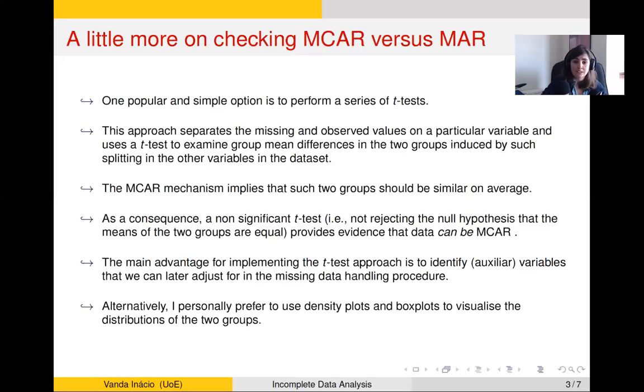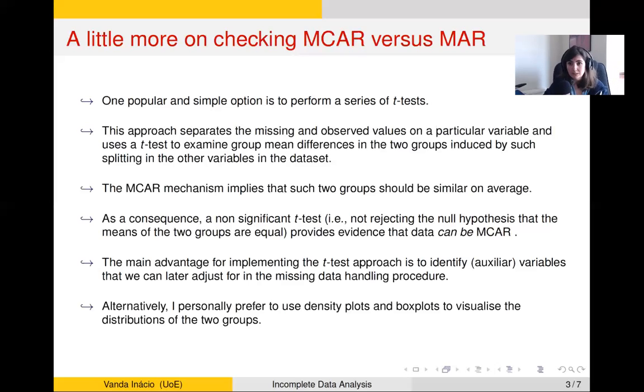As I just said in the previous slide, possibly the main practical advantage of this approach is to identify auxiliary variables, as they are called in the literature, that we can later adjust for in the missing data handling procedure, or possibly when conducting further studies, to be sure that that variable is included and measured. And this is the simplest approach.